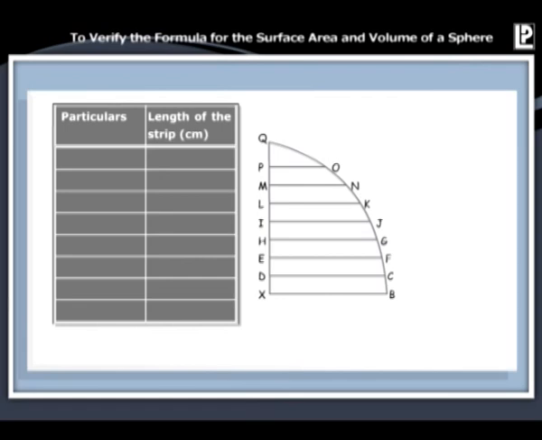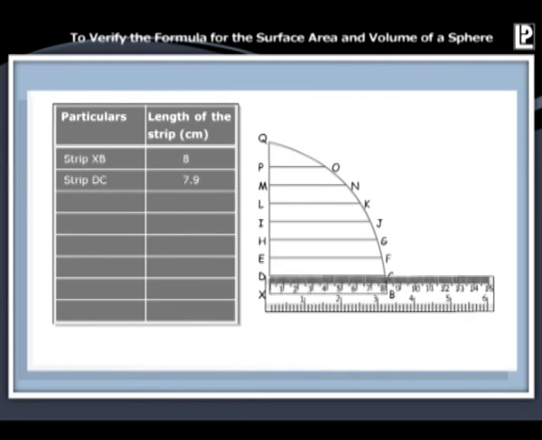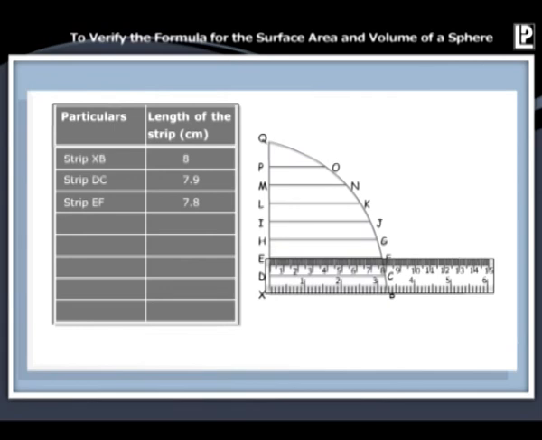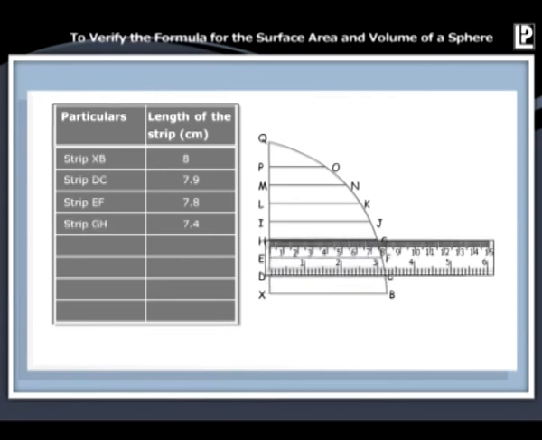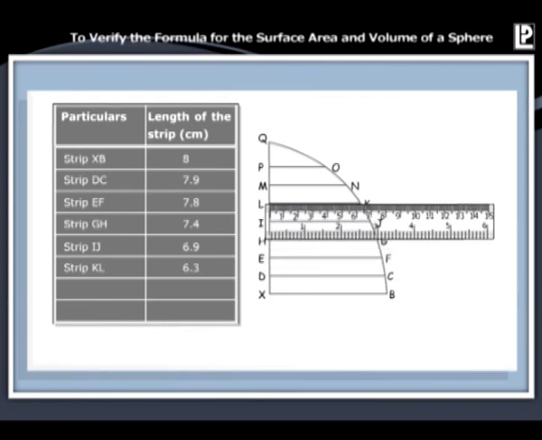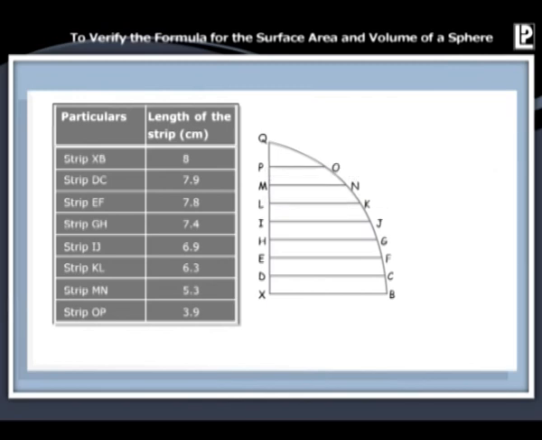Let's measure the length of each of the strips from the vertical line XQ. XB is 8 cm, CD is 7.9 cm, EF is 7.8 cm, GH is equal to 7.4 cm, IJ equals 6.9 cm, KL equals 6.3 cm, MN equals 5.3 cm, and the last strip length OP equals 3.9 cm.